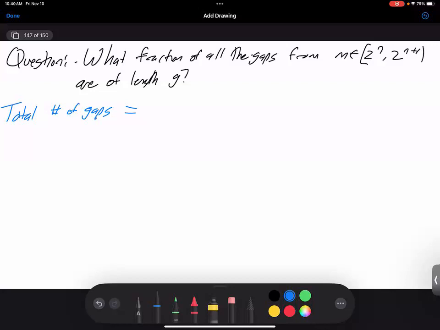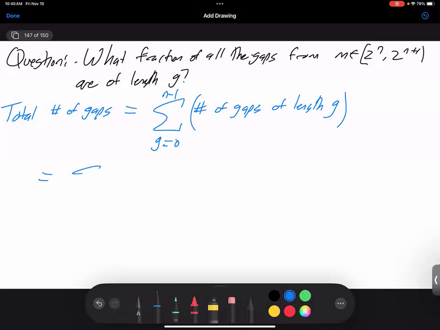Well, can you have a gap of length n? What's the largest gap you can have? It's n minus 1. Okay, so between 0 and n minus 1. Not the product, it's the sum. So we sum, g goes from 0 to n minus 1, the number of gaps of length g. And that will be the total number of gaps. We know how many gaps there are. So now we have to sum, g goes from 0 to n minus 1.